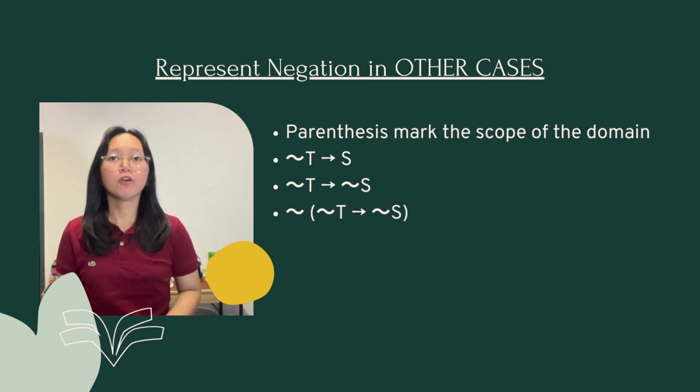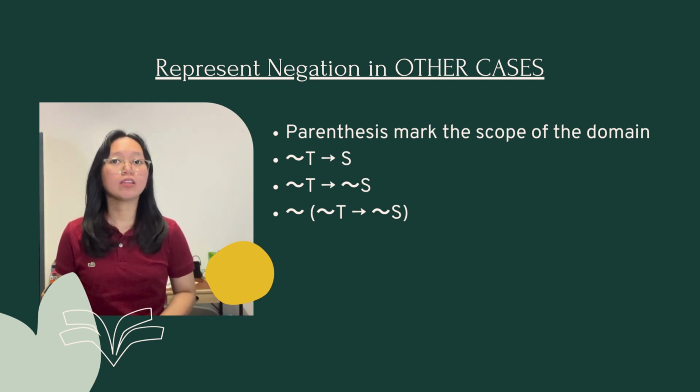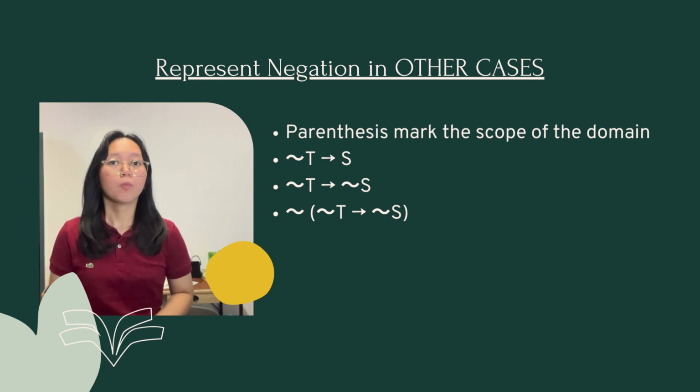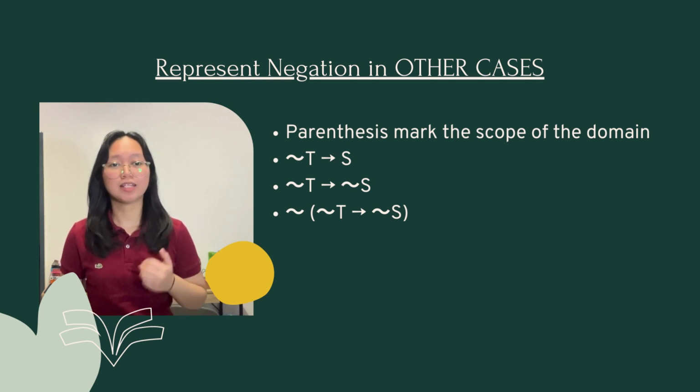Now, if you have noticed with the examples from the previous slide, the parenthesis marks the scope of the domain. Therefore, you can use negation in other ways such as tilde T, arrow S. And this reads as not T, then S, since ang T lang naman ang nakanegate and not the whole compound statement. Other examples could be tilde T, arrow tilde S, which reads as if not T, then not S. Pwede rin maglagay uli ng parenthesis like with the third example on your screens, and that reads as, it is not true that if not T, then not S. Mukhang mahirap, but with enough practice and patience, maiintindihan.